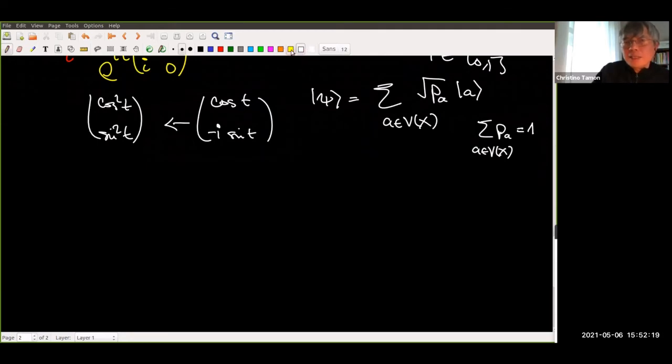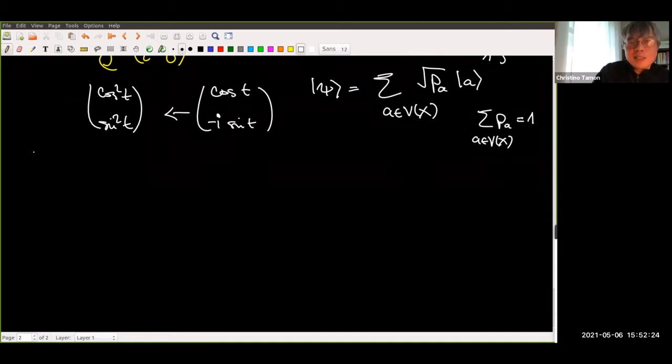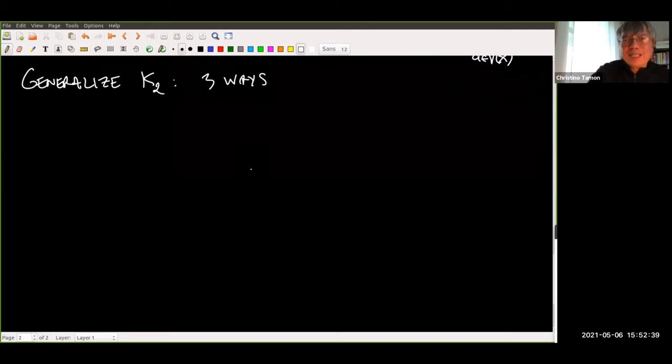Everybody okay? Okay, so now what we're going to do is generalize K2 in several directions, and based on time, we'll see how this goes. I'd like to generalize K2 in at least 3 ways, and then we'll see whether we have time to do all 3. So the first one.